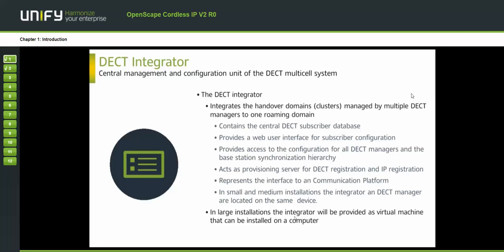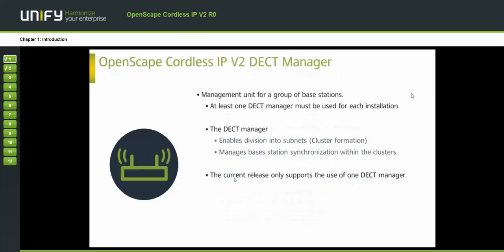Then we start with the next component, which is the manager. The manager is the management unit for a group of base stations, which we call the roaming domain or the cluster, and at least one DECT manager must be used for each installation. The DECT manager enables the division into subnets, which we call the cluster formation, and manages base station synchronization within the cluster. The current release of OpenScape Cordless IP version 2 supports only one DECT manager.